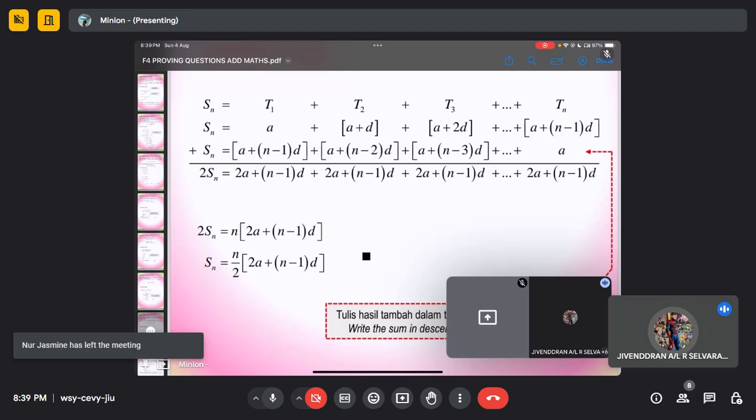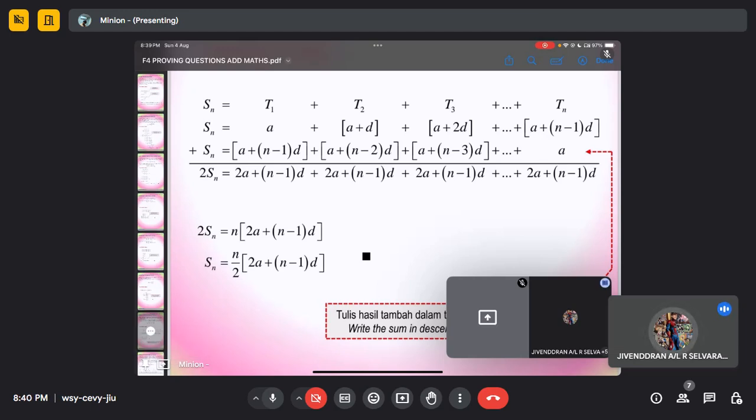Okay, and then we are writing this because the first Sn, which is a plus d plus a plus 2d plus ... plus a plus n minus 1 d, is if the sequence of terms is in ascending order. But the second Sn, which is a plus n minus 1 d, a plus n minus 2 d and so on, is if the sequence is in descending order. So you have to write both of that and then add both of the Sn.